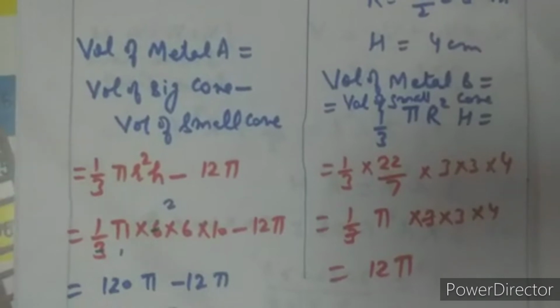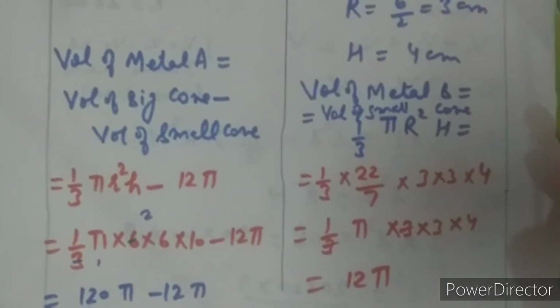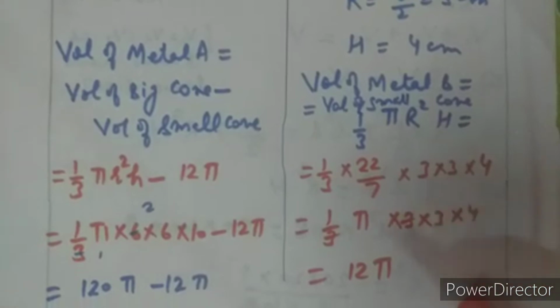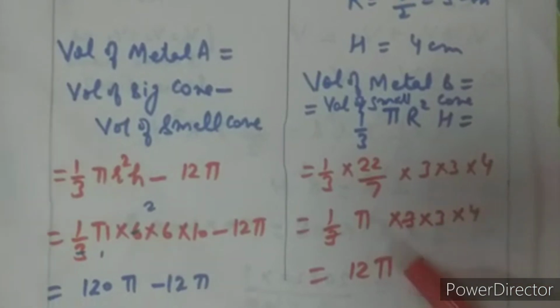Volume of metal B will be simply the volume of the small cone. For that I have put the formula of volume of the cone, that is 1 by 3 pi r square h. Here I have put the value of pi, that is 22 by 7, and r square as 3 cross 3 and h as 4. And after cancelling and solving, I will get the value of volume of metal B as 12 pi.